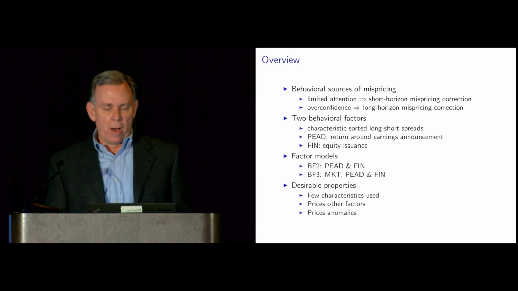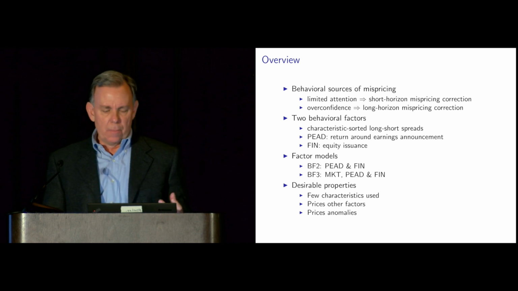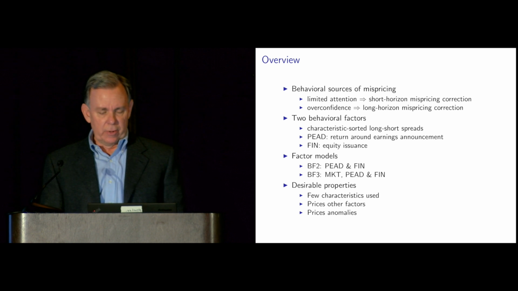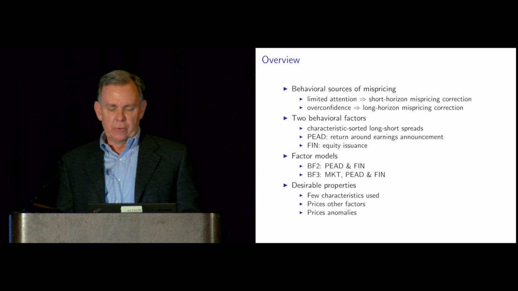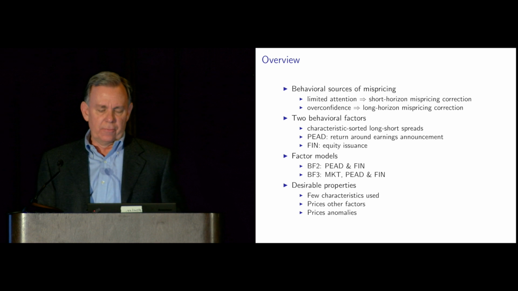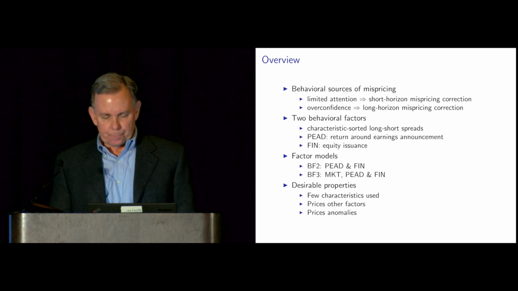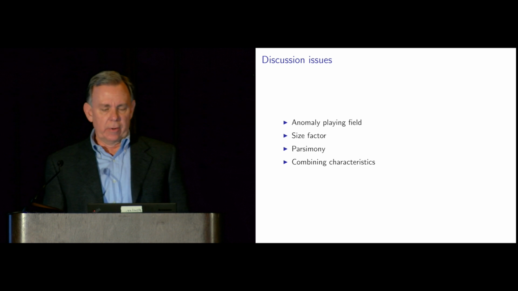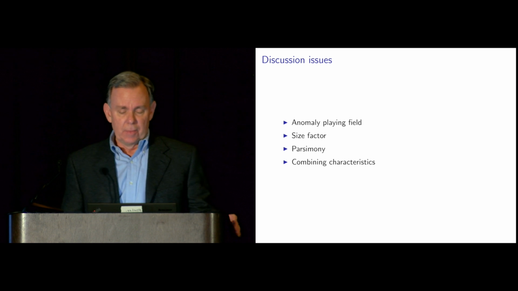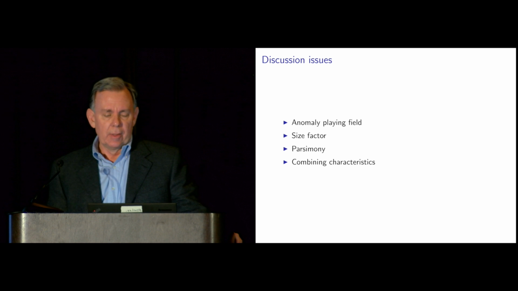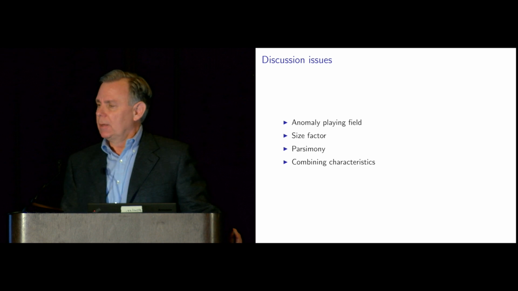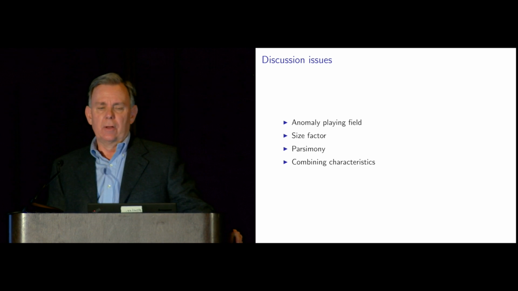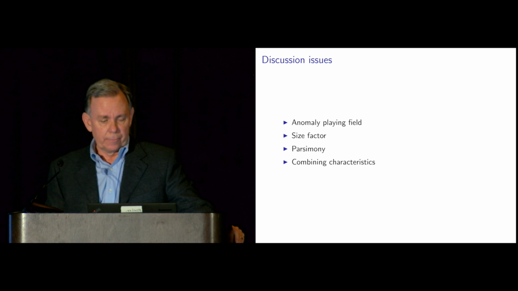They then get 2 factor models, with and without a market index. I think the BF3 model with a market index is the primary model we're considering here. As they show, the desirable properties of this model are that it uses few characteristics, it prices other factors, and it prices anomalies. So the issues I'd like to focus on are, first of all, the anomaly playing field that is used for this comparison. Second, why no size factor in the model. Then I'm going to come to this issue of parsimony, and finally talk about the desirability or lack thereof of combining characteristics to form factors.